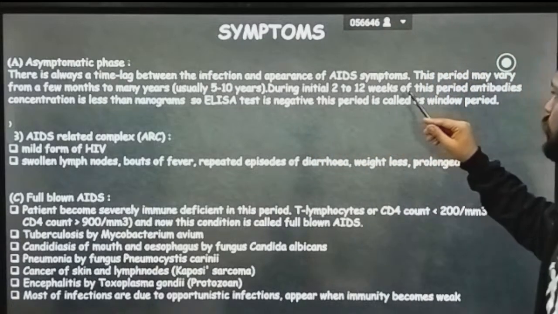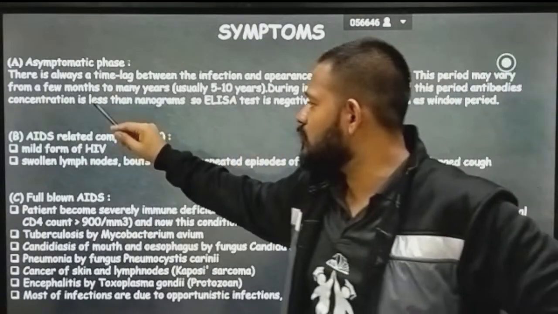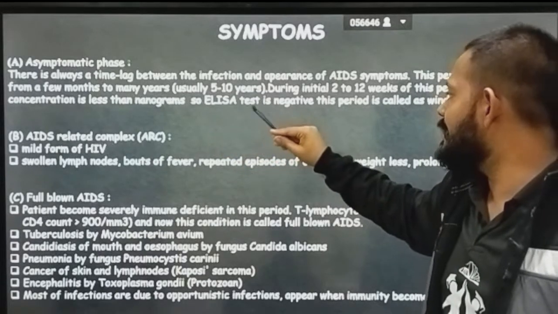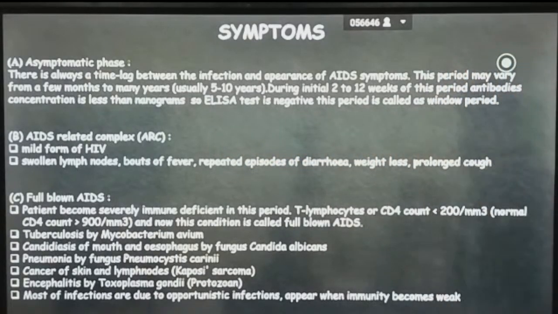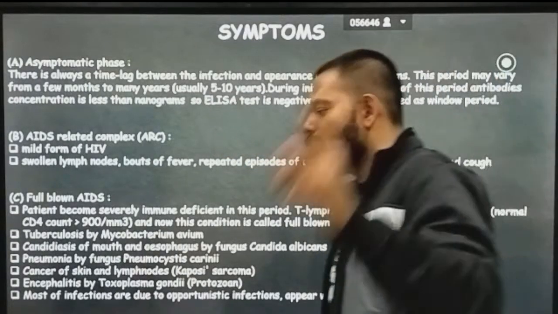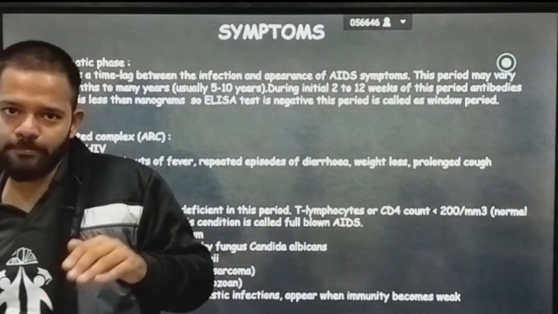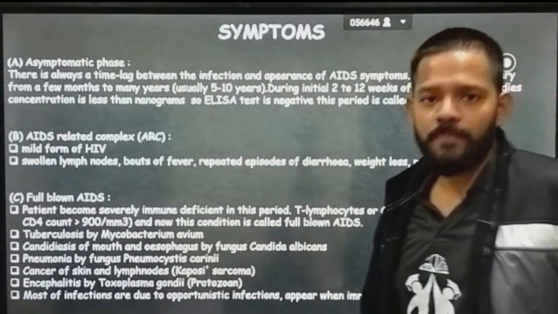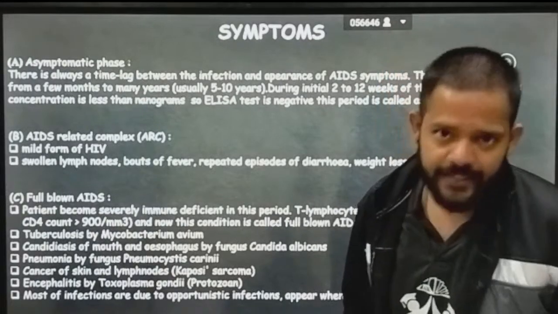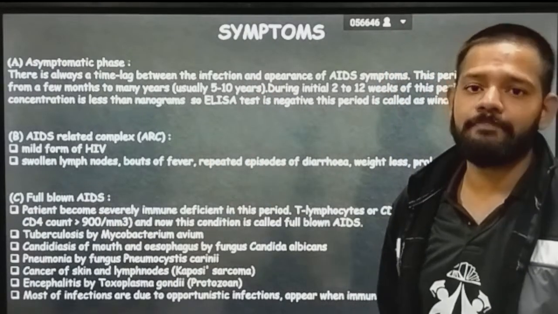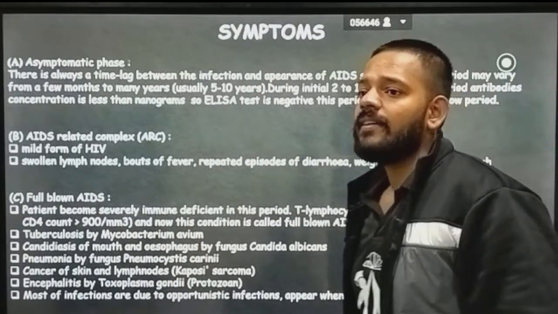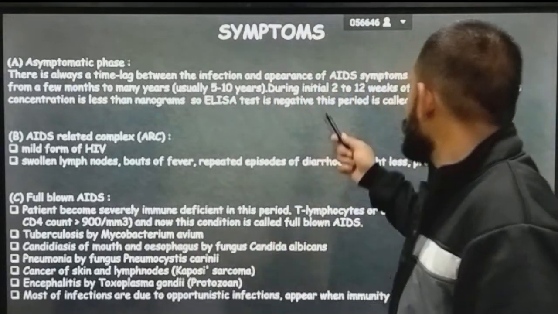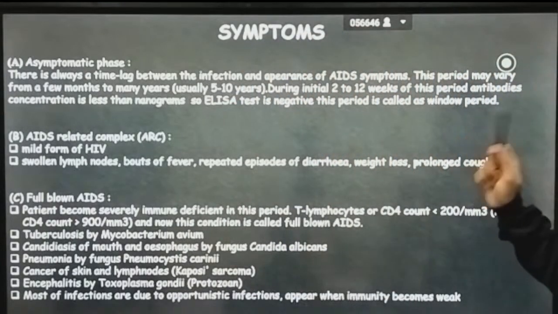During the initial 2 to 12 weeks of this period, antibody concentration is less than detectable, so the ELISA test is negative. This period is called the window period. Antibody is less in this period. ELISA test is negative when you do it in the asymptomatic phase. ELISA is the initial test for HIV/AIDS. So it is negative, and this period is called the window period.